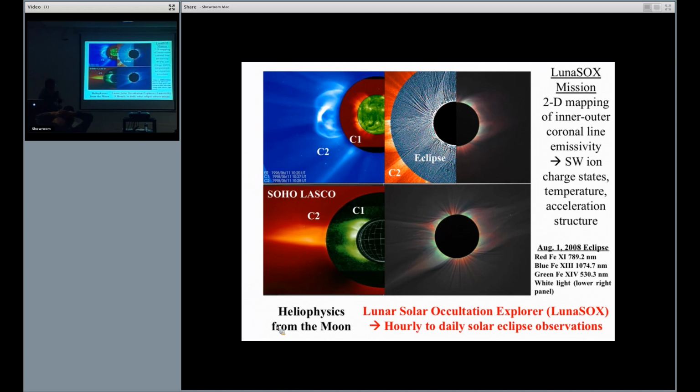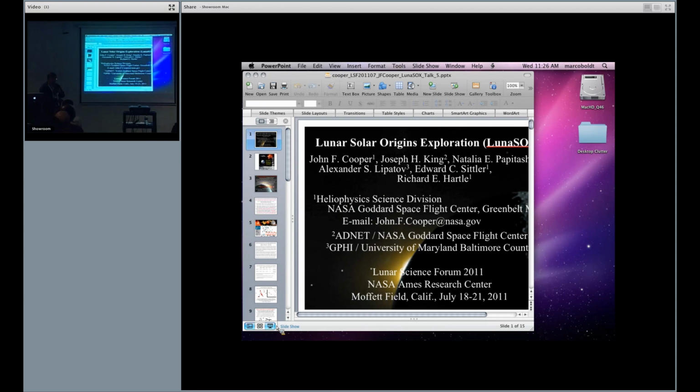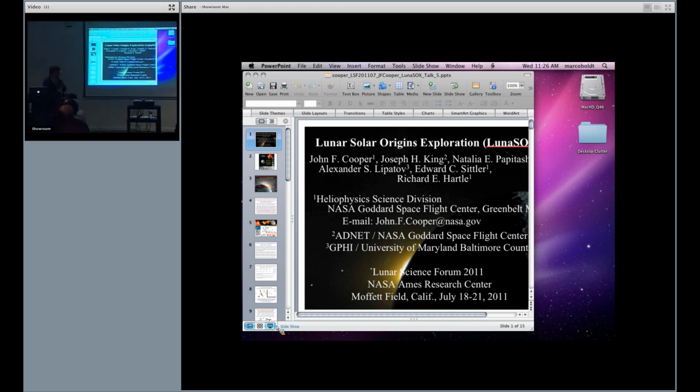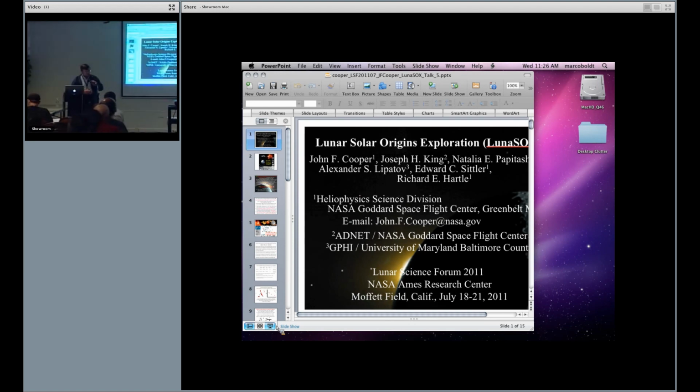Certainly, this could be a LOTI class mission. So I would support the idea of lower cost missions to do this sort of thing in that range that could be launched with Falcon 9 or something like that. So I think that would be a really great thing to do. With that, that's the conclusion of the talk. And I think the moon is an exciting place to do physics of the moon and from the moon. Thank you. Thank you very much.